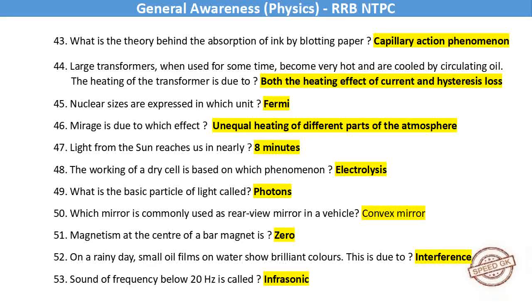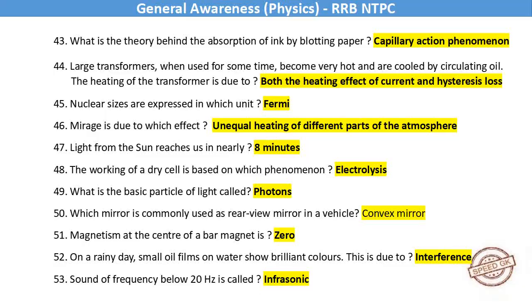What is the theory behind the absorption of ink by blotting paper? Capillary action phenomenon. Large transformers, when used for some time, become very hot and are cooled by circulating oil. The heating of the transformer is due to both the heating effect of current and hysteresis loss.